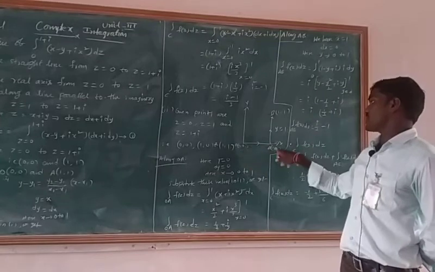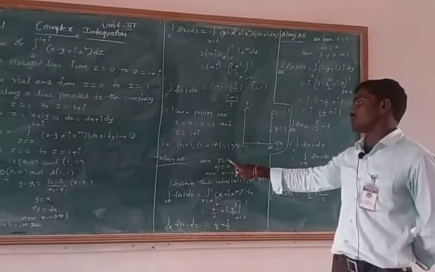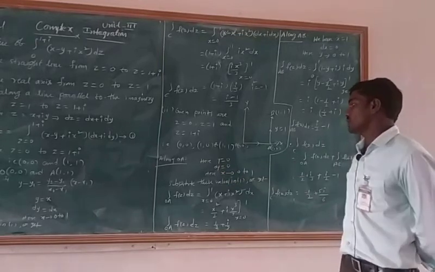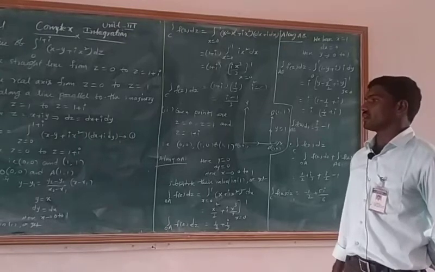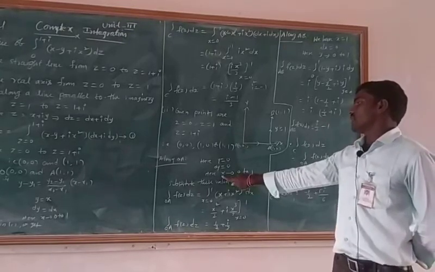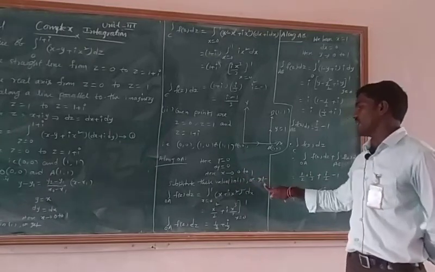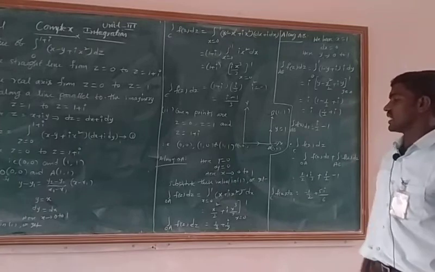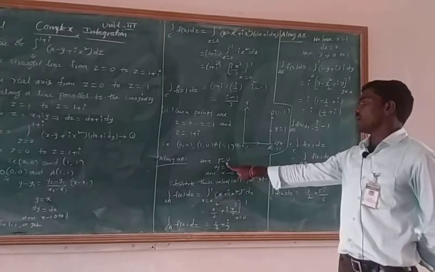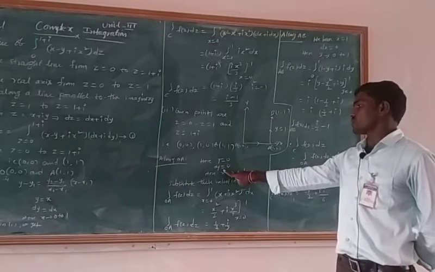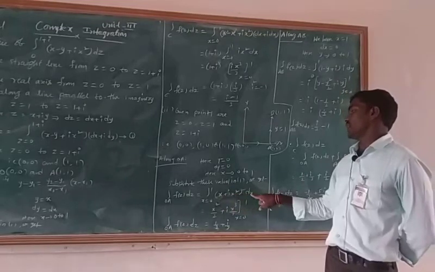Along OA, the equation of the x axis is y equals 0, so dy becomes 0. We have to convert the integral in terms of x only, so that's why I consider the x limits. Here x varies from 0 to 1. Substituting y equals 0, dy equals 0 in equation 1, we have x plus i times x square dx only.